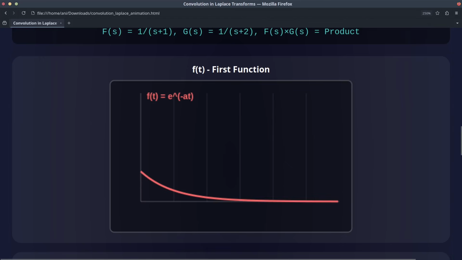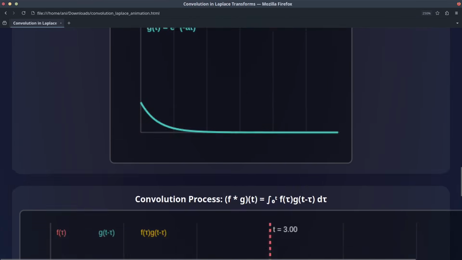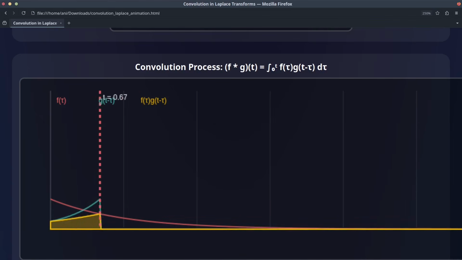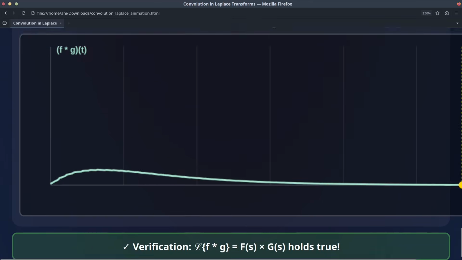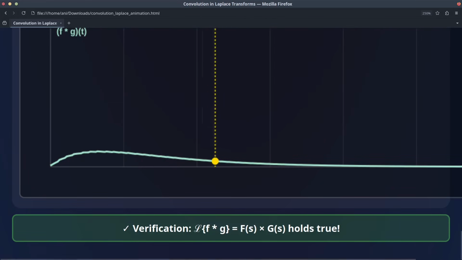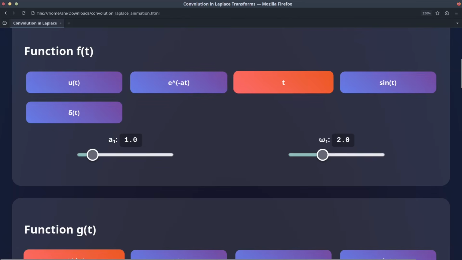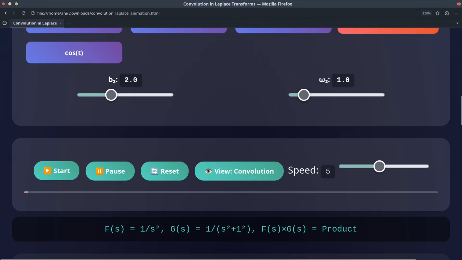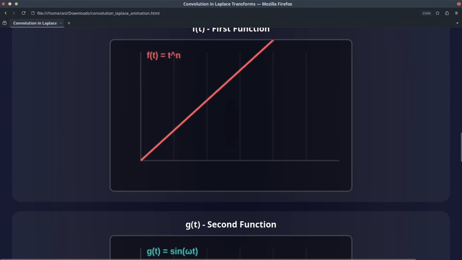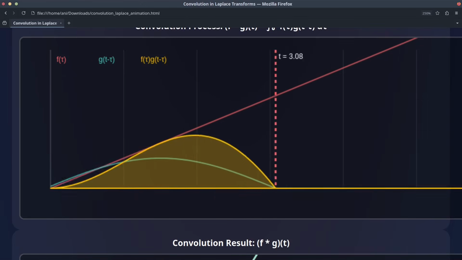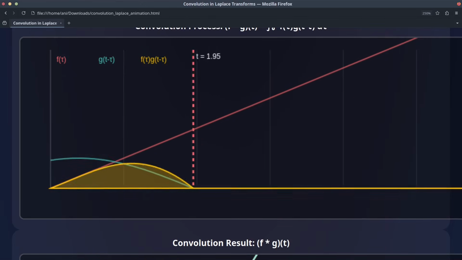The first function, e raised to minus at, should look something like this, and e raised to minus bt should look something like this. If you look at the convolution process overall, the convolution result eventually behaves something like this, and obviously it holds true. Likewise, you can change the combination, so maybe t sine t. We know how the individual Laplace transforms should go, and this is how the convolution should look overall.